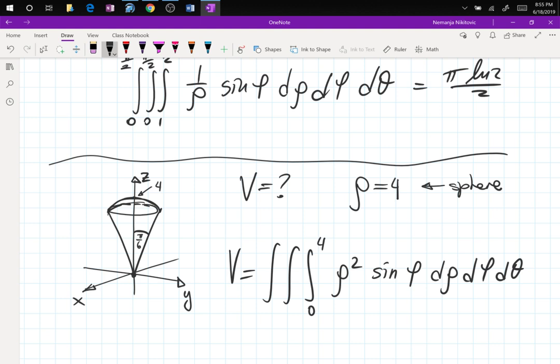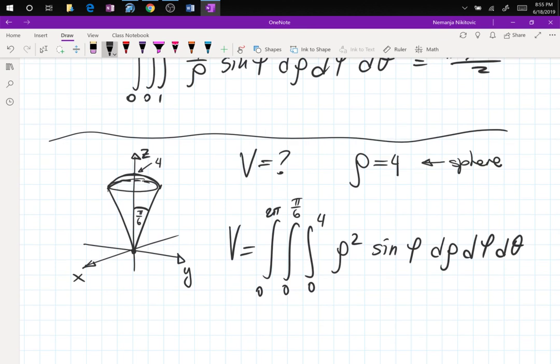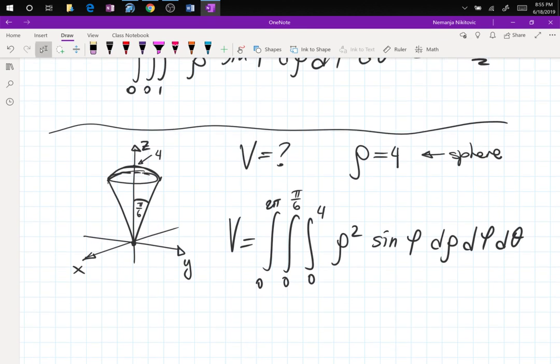And now the phi angle is 0 to pi over 6 because that's how much you go away from the z-axis. That's what is measured by phi. And 0 to 2 pi on theta because I want to have the entire cone, right? You can cut the cone in half and just have half a cone, a vertical cut, 0 to pi, let's say. But I want the full cone, so 0 to 2 pi on theta.